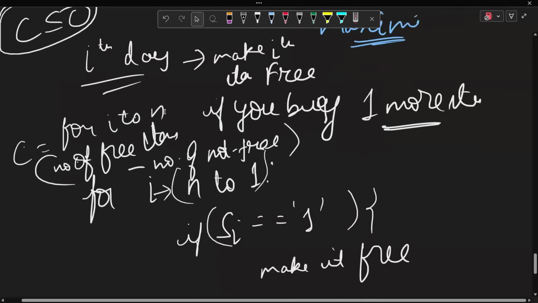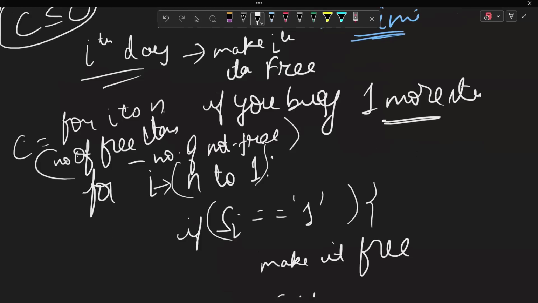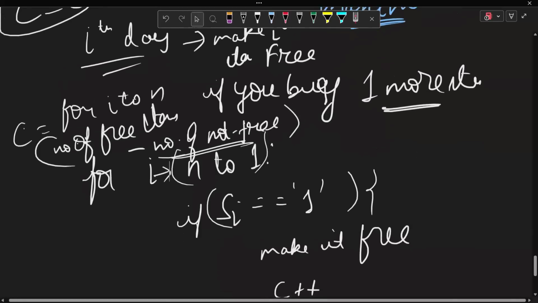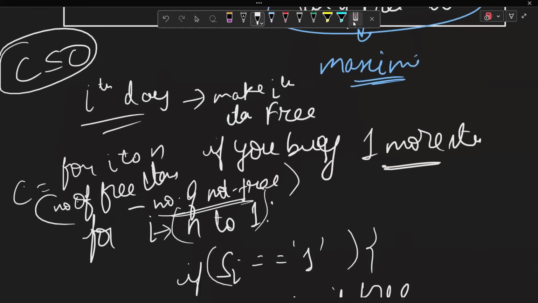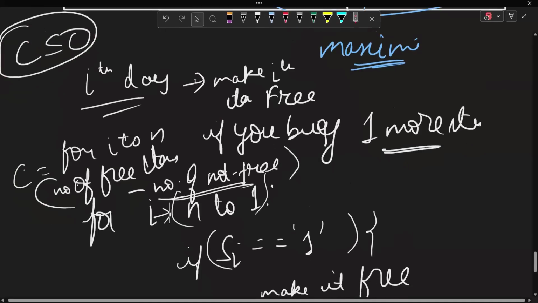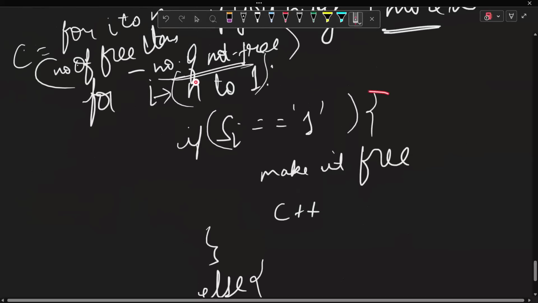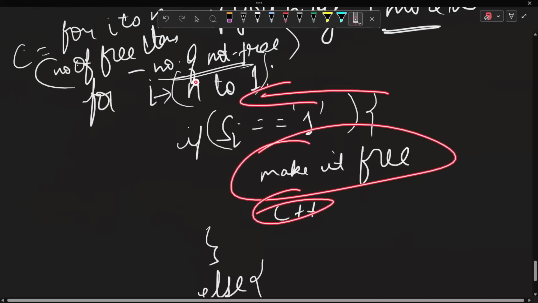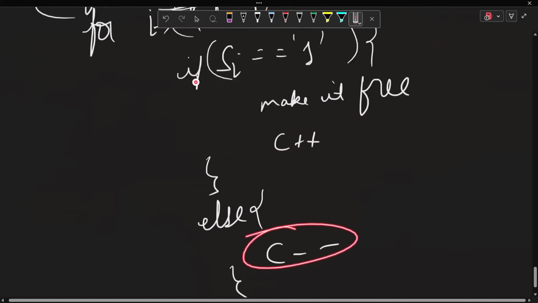The number of free items should be less than or equal to the number of not free items. Basically, this C is negative or 0. So I have to make sure that at the end, this C is less than or equal to 0. How I'm making sure of it is whenever I make an item free, I do C plus plus, and when I don't make it free, I do C minus minus.